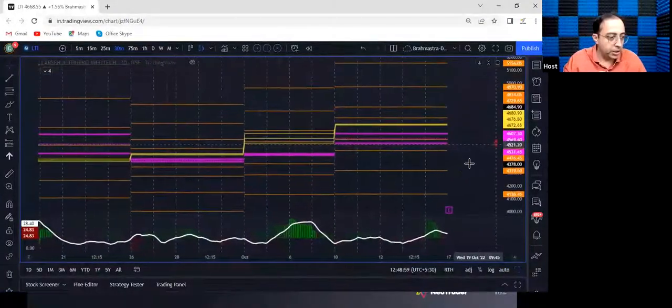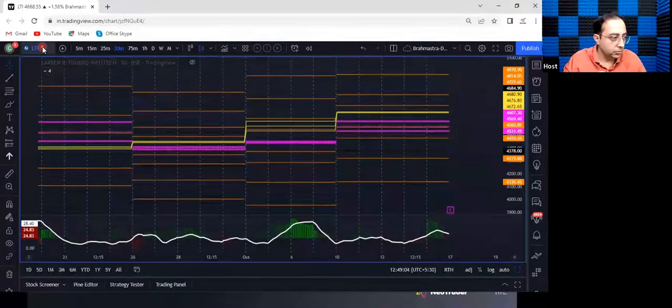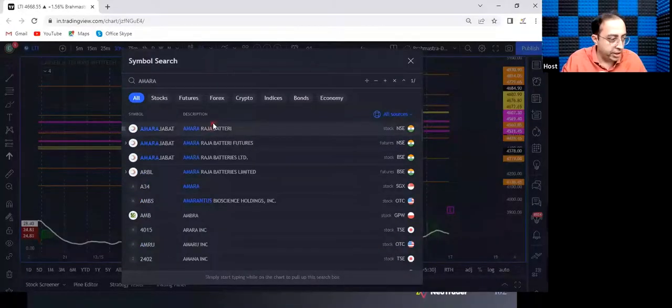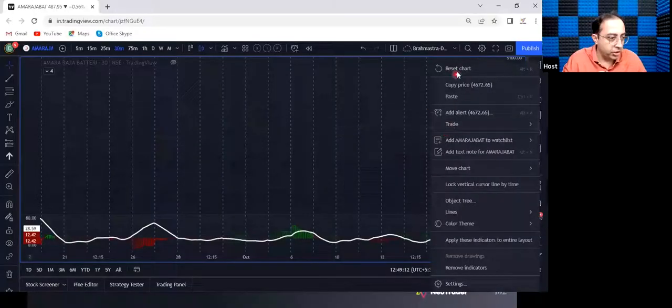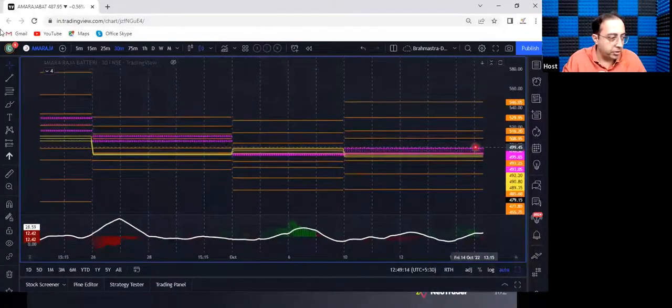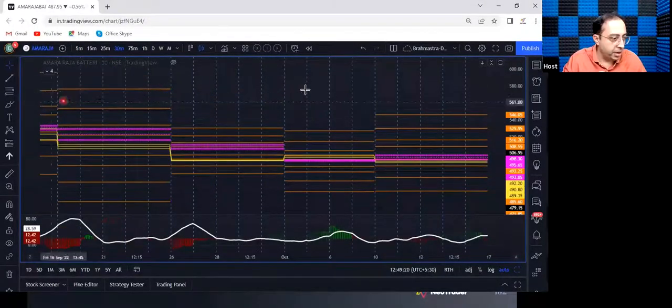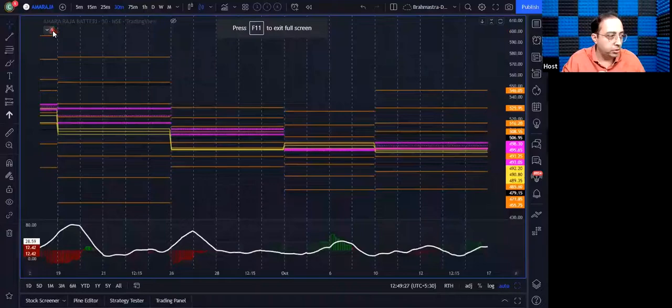You can see here in this stock. Okay, let me invite some. So I've got this name here. All right. As per the name given, Amara Raja Battery, what is the scenario?